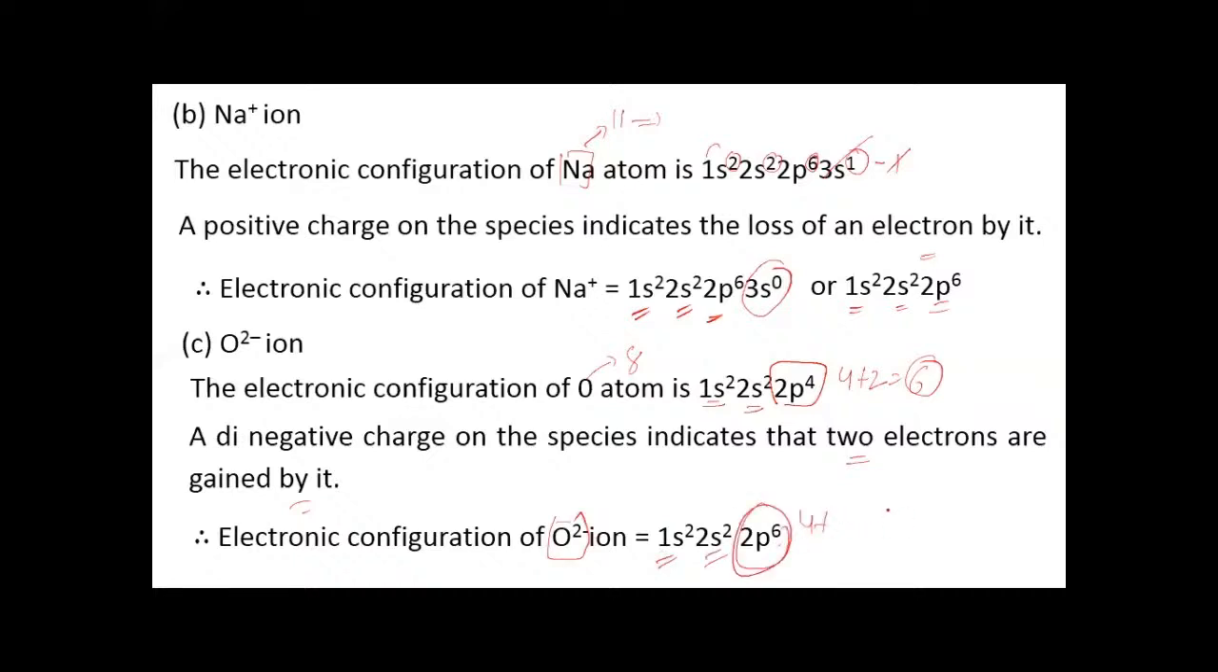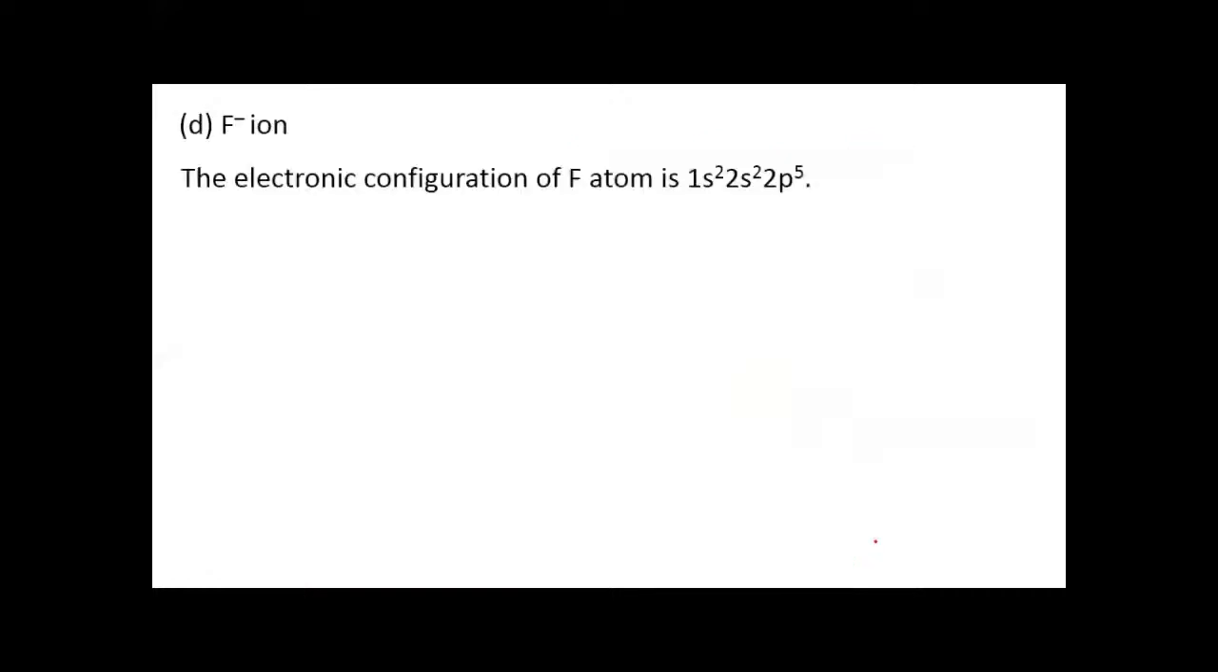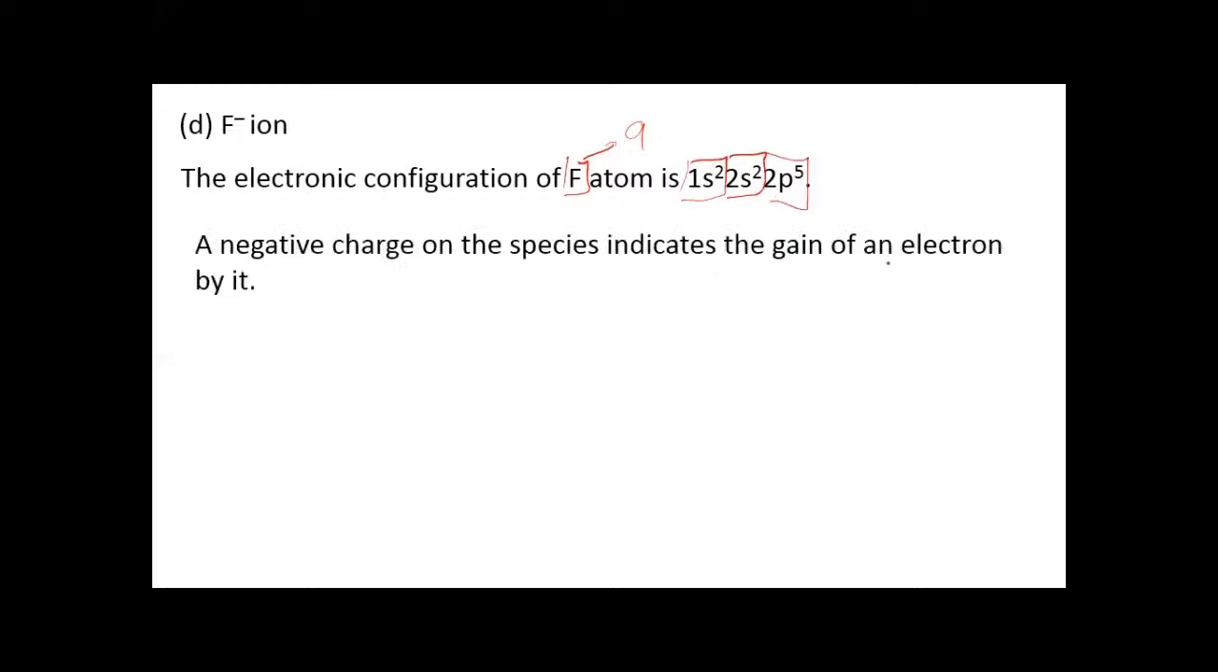Okay. Now F minus ion. F has atomic number 9. So the electronic configuration of the F atom is 1s2, 2s2, 2p5. A negative charge on the species indicates the gain of an electron by it. So 5 plus 1 is equal to 6. So there are 6 electrons in the p. So here is the answer. The electronic configuration of F minus ion is 1s2, 2s2, 2p6. So by this numerical we are able to understand it.